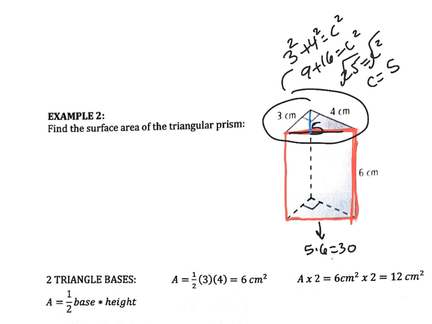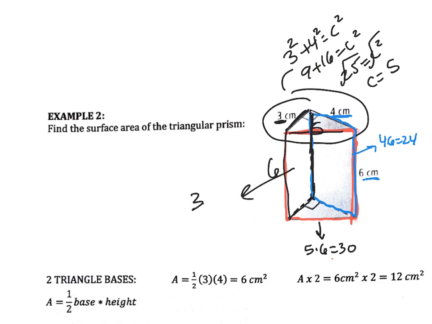Then if we find the area of this face, that has a side of 4, base of 4, height of 6, so 24. And then this face to the left over here has a base of 3 and the height of 6. The height is the same all the way around. So that would be 3 times 6, which gives us 18.